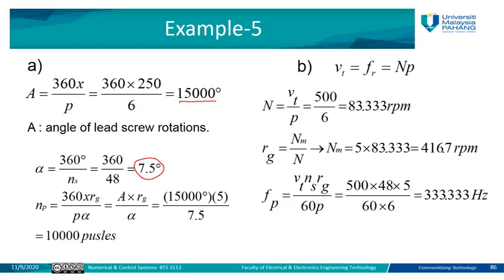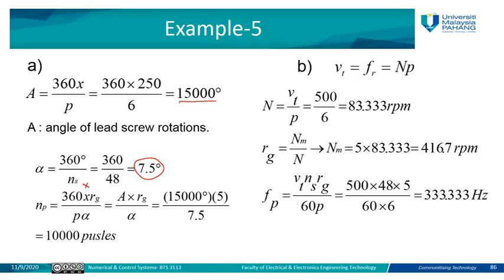After that, we have a formula saying np equal to 360x rg. Please correct this one in your slide, because it was a multiply sign, it's not multiply, it's x. So 360 x rg over p alpha. So we have 360 times x, which is already mentioned as 250, rg, which is the gear ratio, over p, the pitch, and alpha, the step angle.